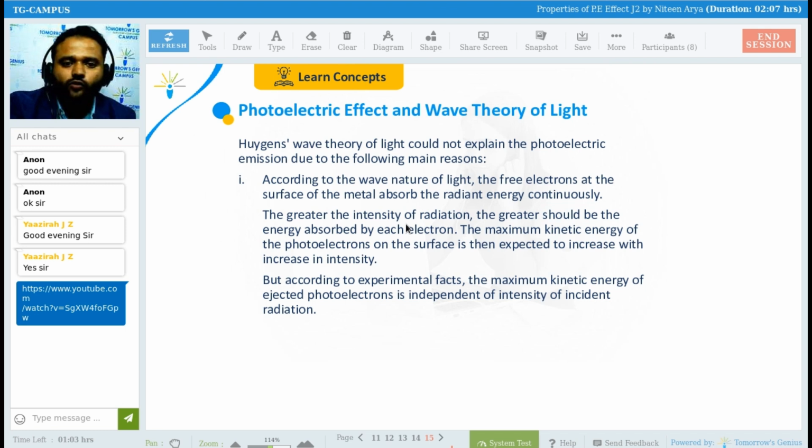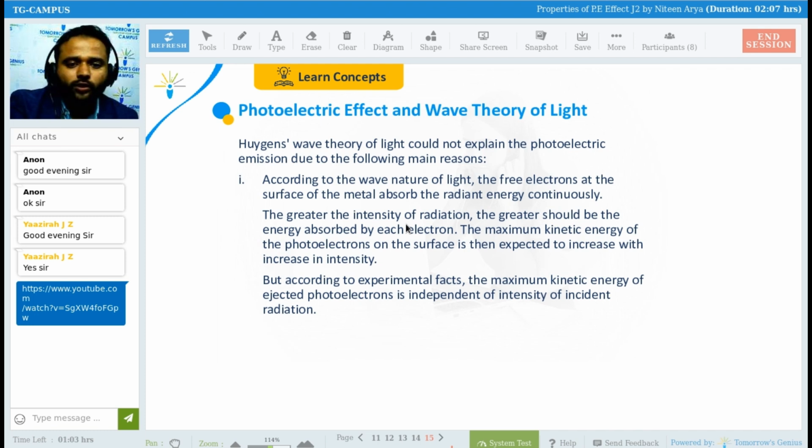Good. The next thing is the photoelectric effect and the wave theory of light. Huygens wave theory of light could not explain photoelectric emission, due to the following main reasons. In the previous chapter we studied that light has a dual nature, particle nature as well as wave nature. If we try to explain the photoelectric effect with the wave nature of light, we are not able to do that. Why so? We are going to see in these points.